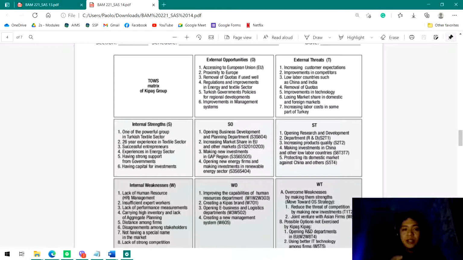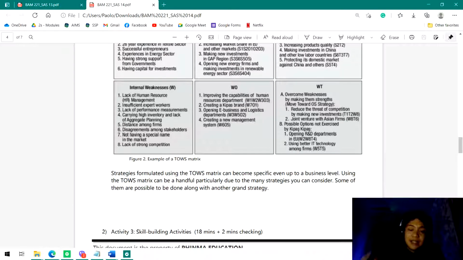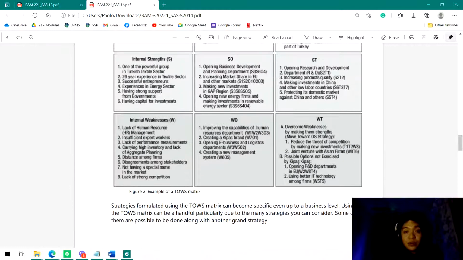Kasi, 'di ba, you identified your strengths and weakness. You identified your internal factors, and you also identified the external factors. And by doing so, alam mo ngayon kung ano yung mga strength na kailangan mo. Alam mo ngayon yung weaknesses ng company mo. And alam mo ngayon yung opportunities and threats outside. So, alam mo ngayon kung paano aatakihin yung opportunities and threats na yon. So, I hope with that in mind, mas naintindihan ninyo kung paano gawin ang TOWS matrix.